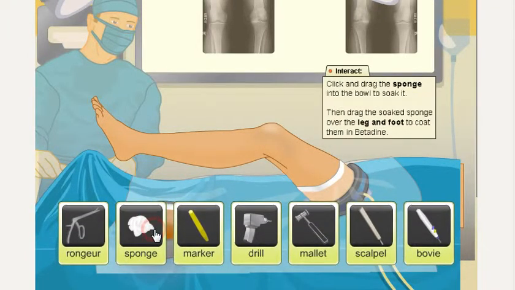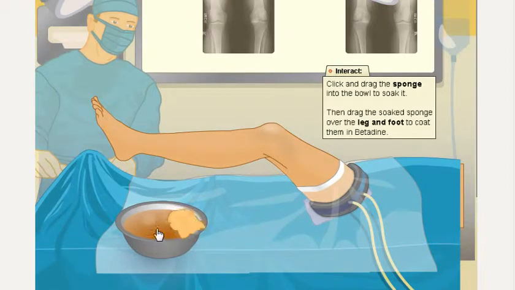Sponge diyor. Bu olması lazım aynen. Sponge'a şunu içine batır.